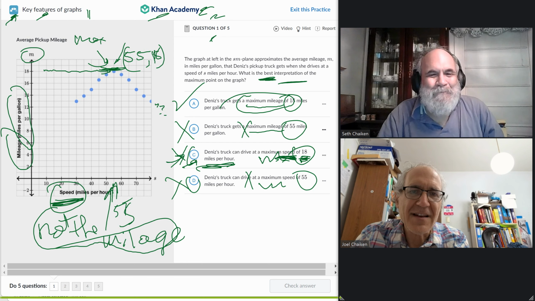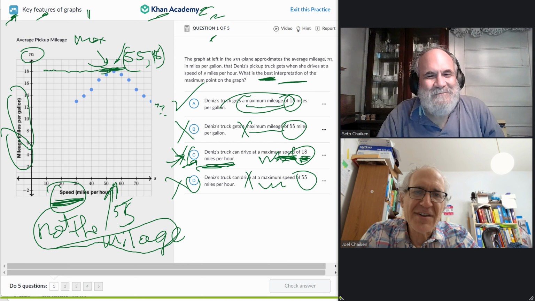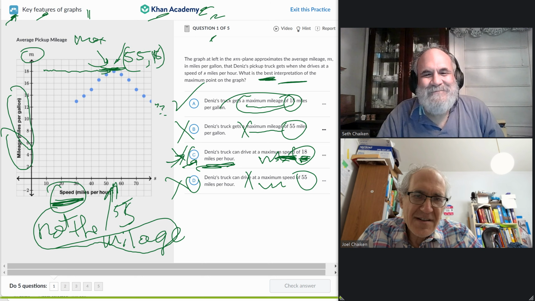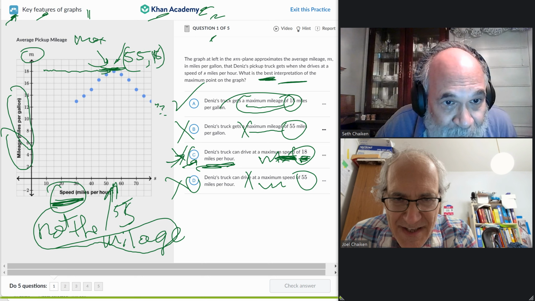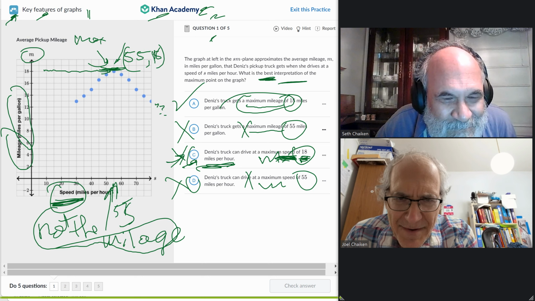Usually with problems like this, all you have to do is look at the units. The units are the problem, and you realize that this just doesn't make sense. Speed: 18 miles a gallon, 18 miles per hour.